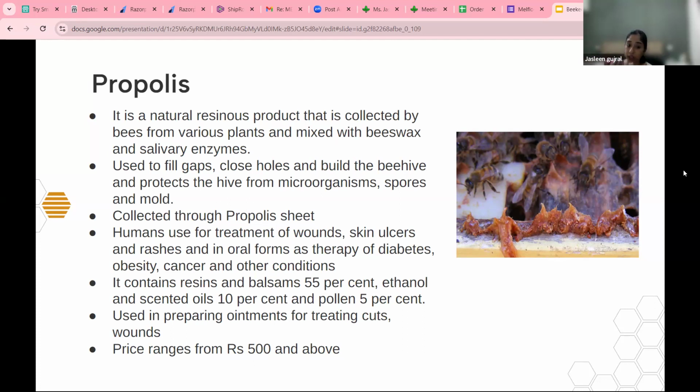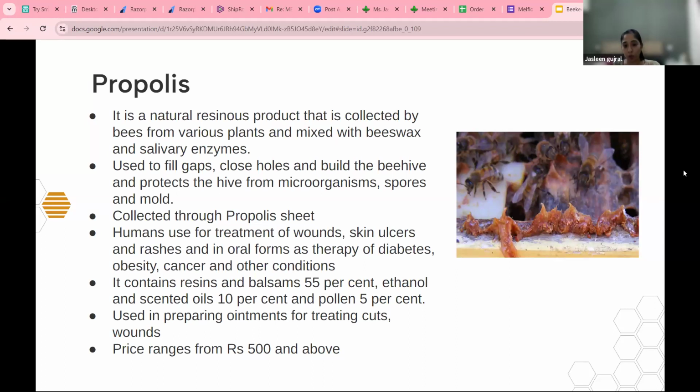Then it's very useful for treatment of the wounds, skin ulcers, rashes, and in oral forms as a therapy for diabetes, obesity, cancer, and other conditions. So basically, most of the products of the bees are very, very useful to human health in terms of medicine. And it has been used since long back.